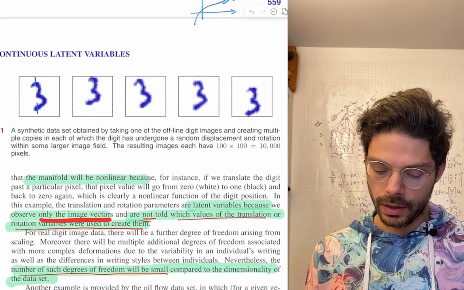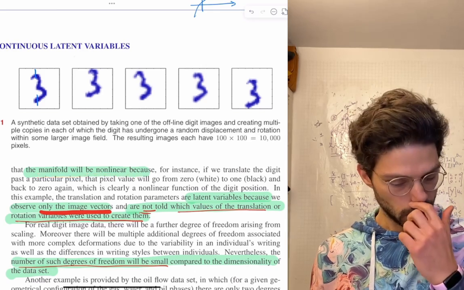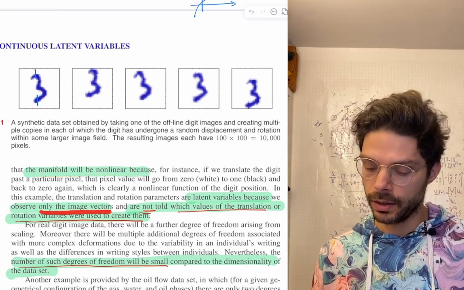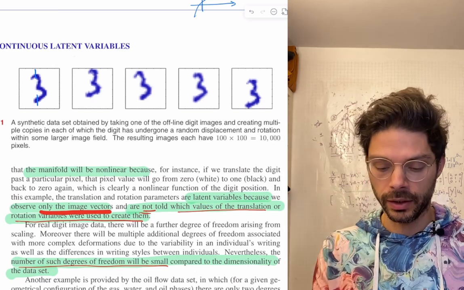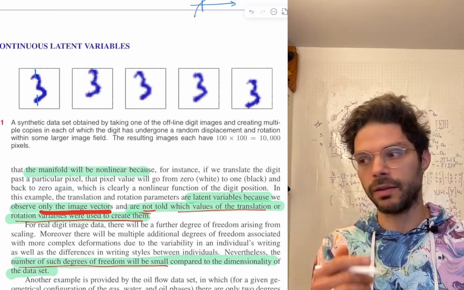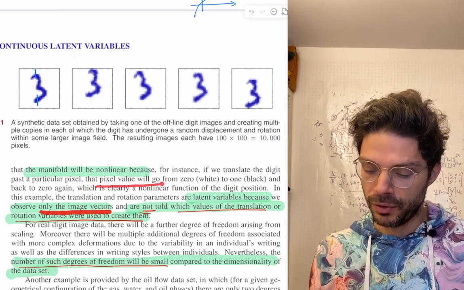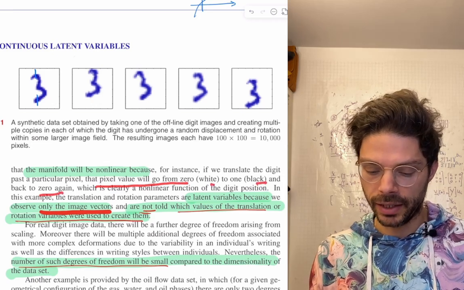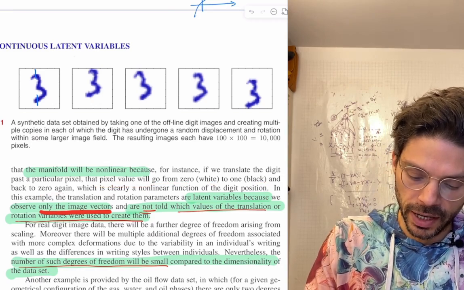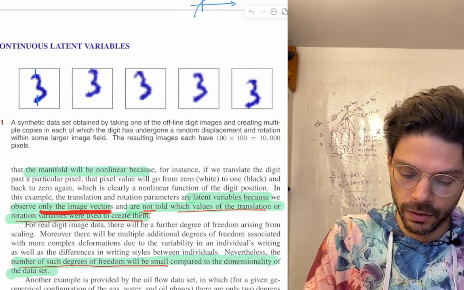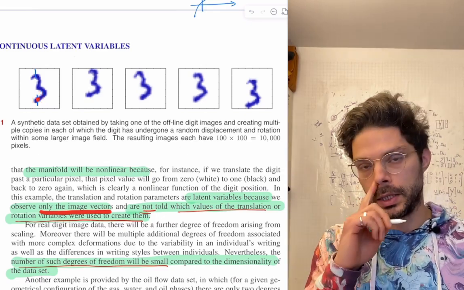Okay. Now the manifold will be nonlinear because, for instance, and I thought this was a cool example of his, if we translate the digit past a particular pixel, so looking at the value of the manifold along a particular dimension, that pixel value will go from 0, white, to 1, black, and then back to 0. So essentially what he's saying is, suppose we cared about, let me color it in red, that particular position. So that's going to be 1 coordinate along our manifold.